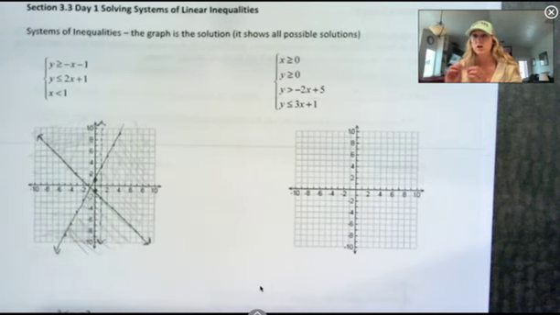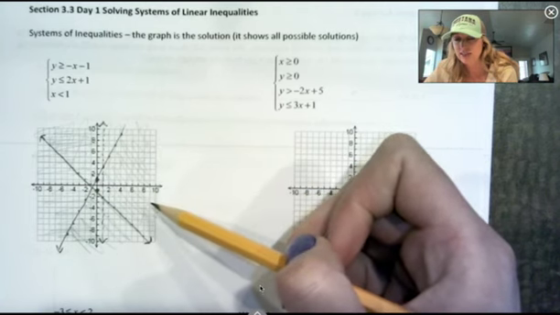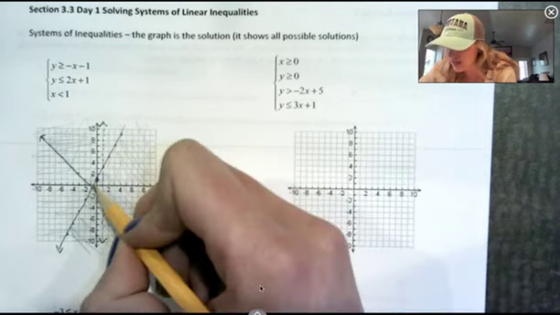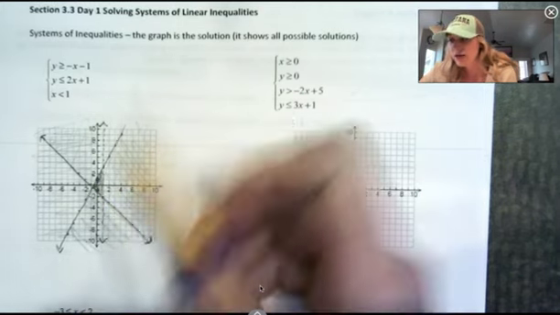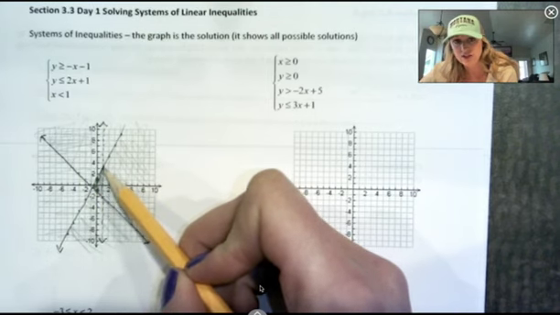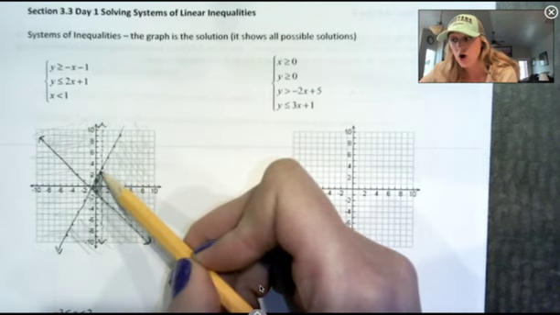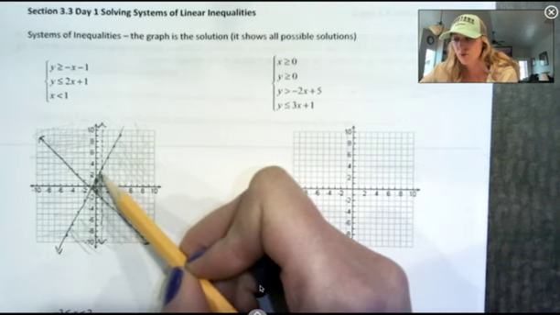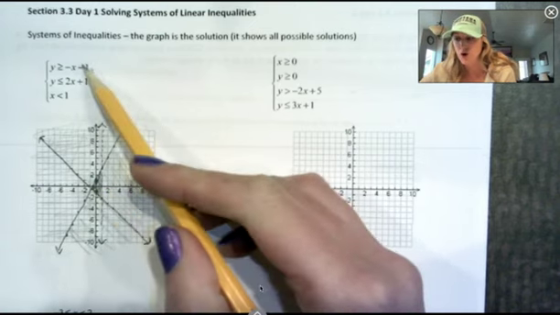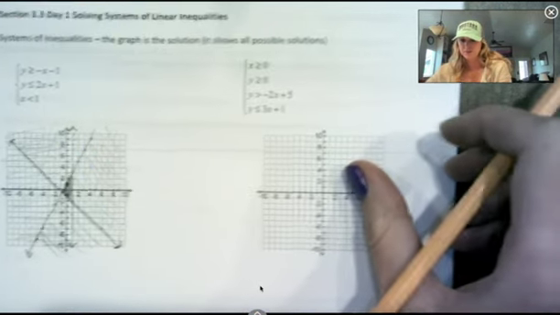So now I just need to analyze where all 3 shaded parts overlap. So initially I said, okay, it was here for the first 2. Now where did the x is less than 1 come into play? So the only place that overlaps here is in this region, kind of this triangular region. So anything on this line up to that point of intersection is a solution. Anything on this line up to that point of intersection is a solution. Anything on the x is less than 1 line is not a solution. So basically this region, any point in here, is a solution to all 3 inequalities, is what that means. Okay? All right, let's try another one.